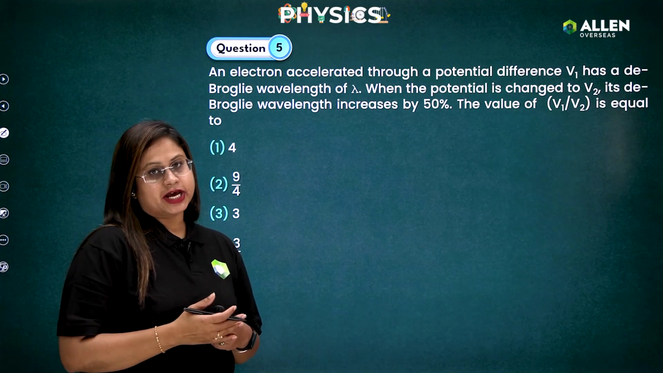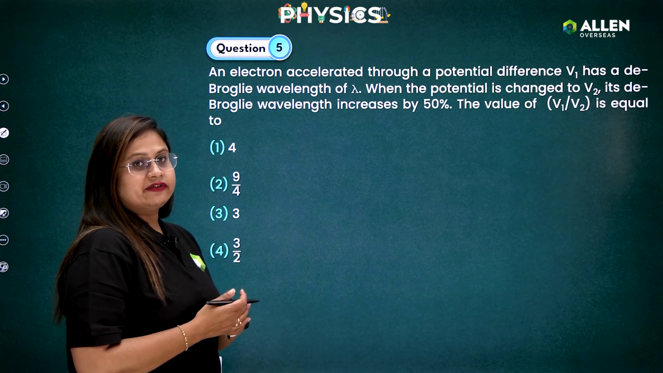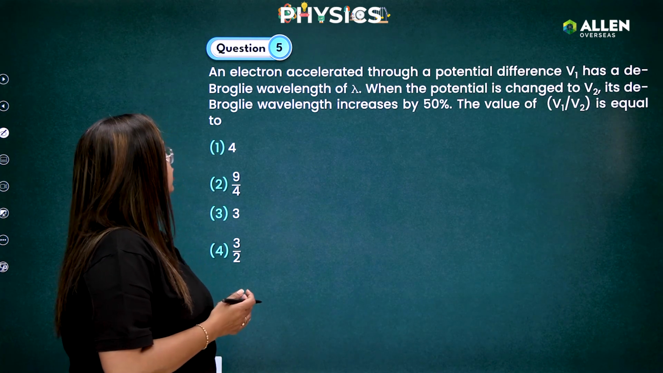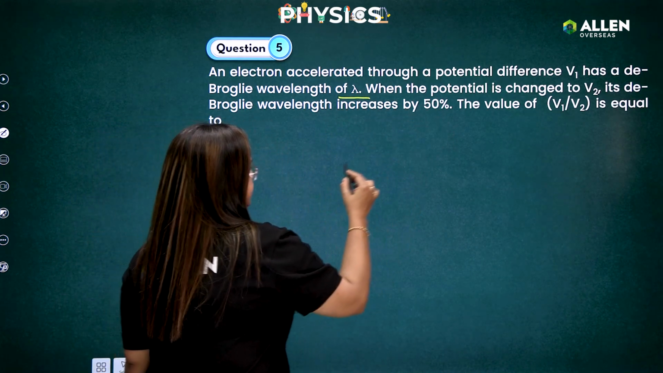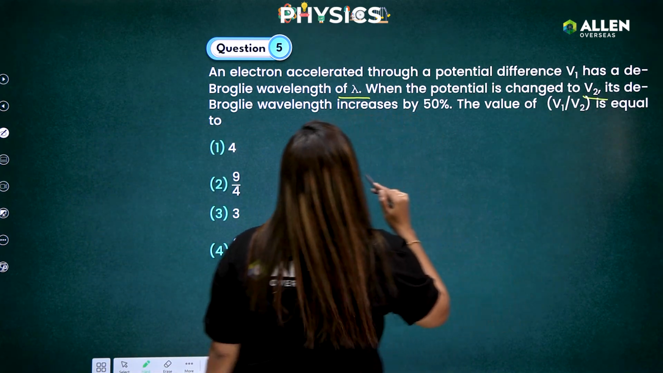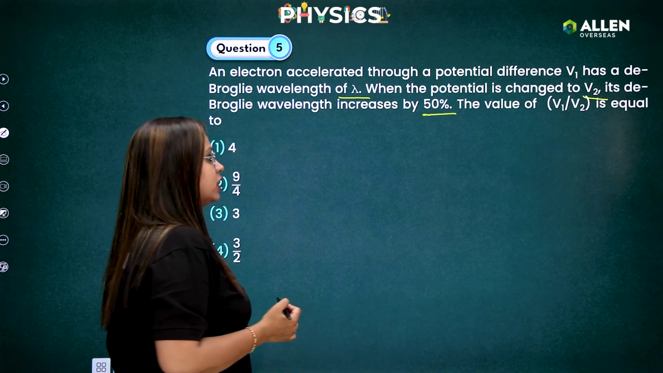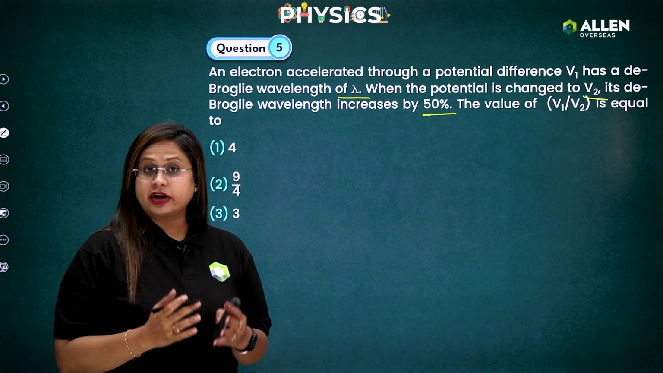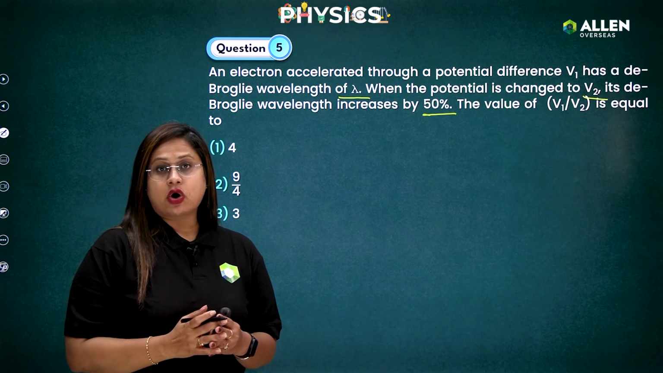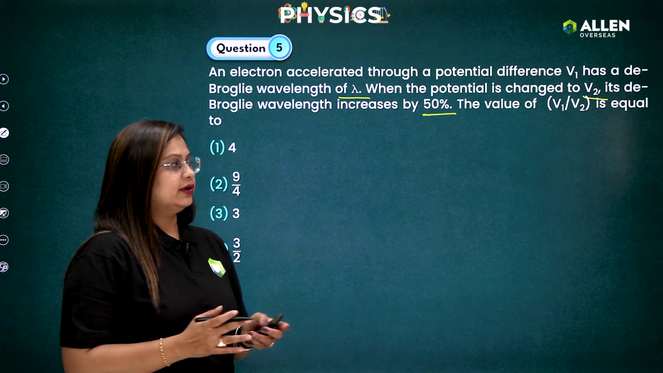So in this question it has been given that an electron accelerated through a potential difference V1 has a de Broglie wavelength of lambda. When the potential is changed to V2, its de Broglie wavelength has been increased by 50%, and we are required to find out the value of V1 by V2. That means we are required to find out the ratio of electric potentials through which this electron was accelerated.